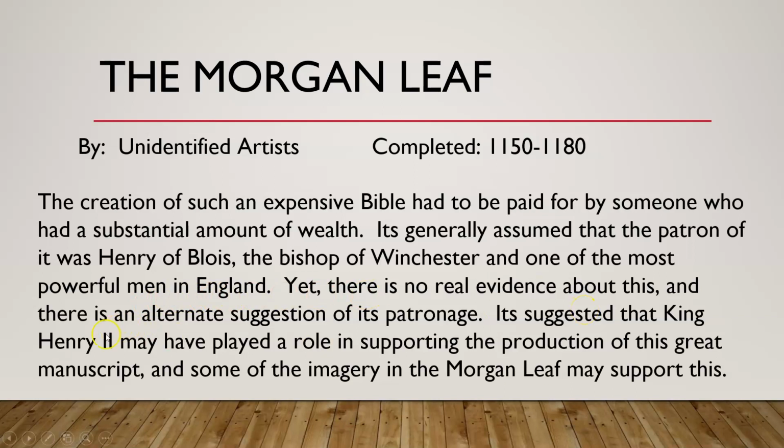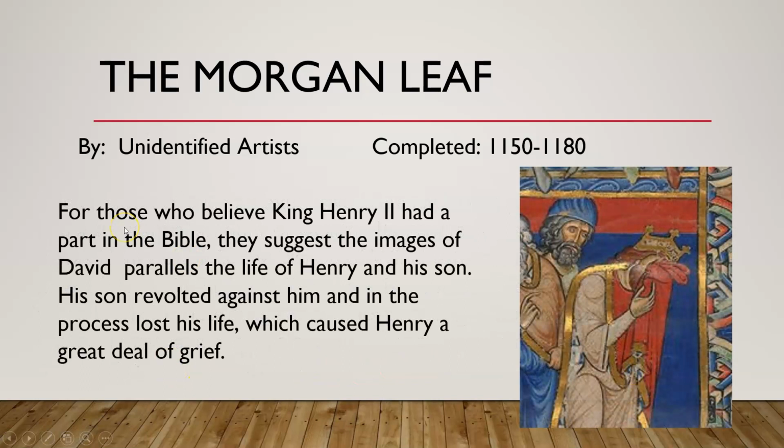It's suggested that King Henry II, if you've studied him in history, may have played a role in supporting the production of this great manuscript, and some of the imagery in the Morgan leaf may actually support this, because the people who believe that King Henry II had a part in the Bible suggest that these images of David parallel the life of Henry, and his son revolted against him in the process. He ended up losing his wife, which caused Henry a great deal of grief.